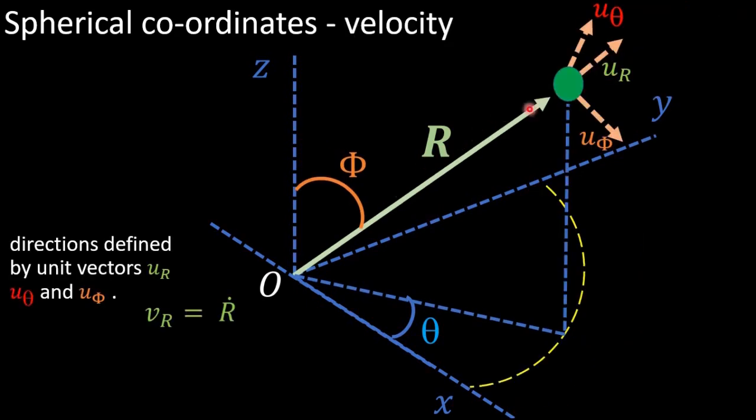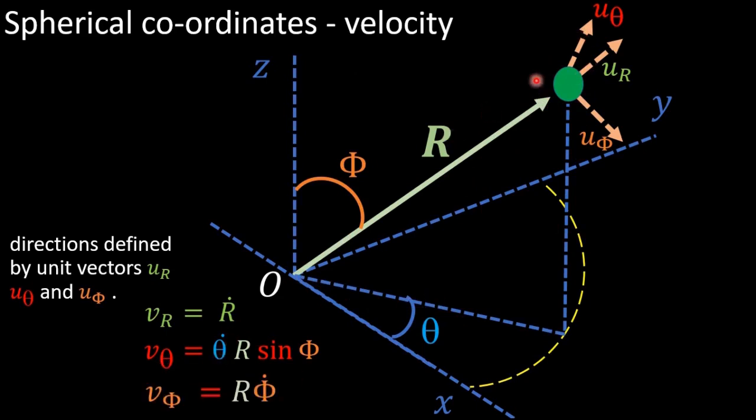The velocity of the particle in the u sub r direction is just going to be r dot. So that is the time rate of change of the length of r. And the velocity in the u sub theta direction is just the angular velocity theta dot multiplied by r times sine phi. So r times sine phi is going to be this distance here. So that length multiplied by theta dot will give us the velocity in the u sub theta direction.